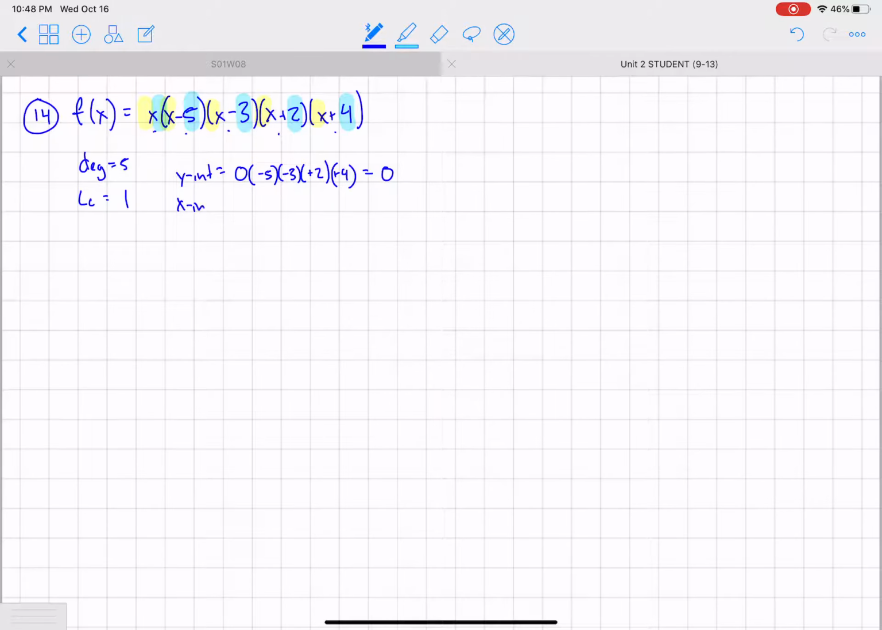And then our x-intercepts is when we take the opposite of what's inside the parentheses. So here we have +0, so that means we have 0. Next one, we have -5 inside the parentheses, so +5 if we flip it, and so on.